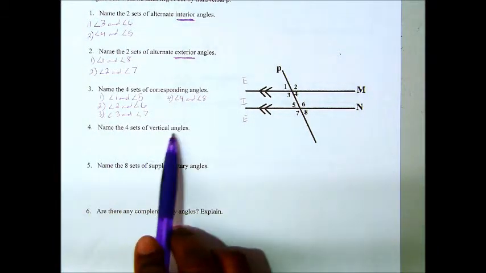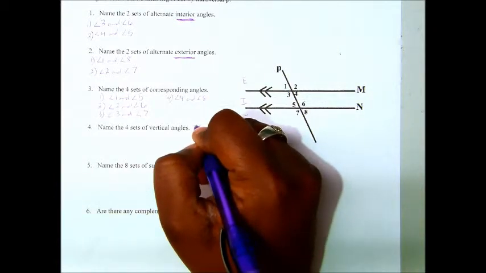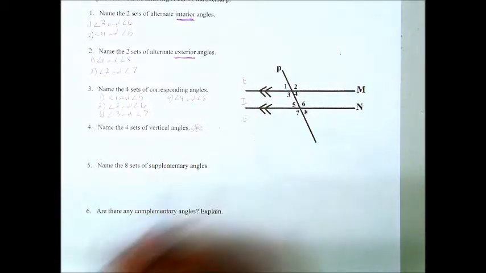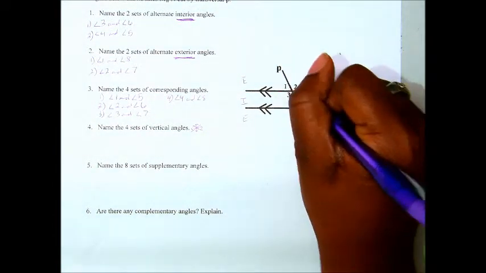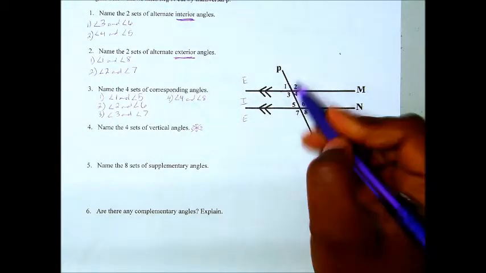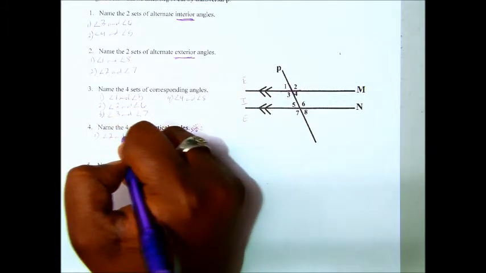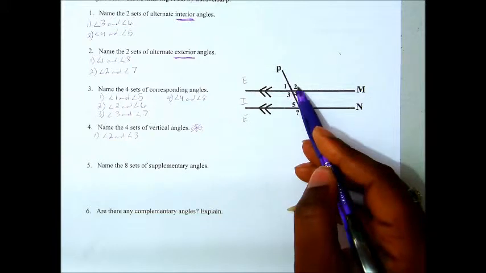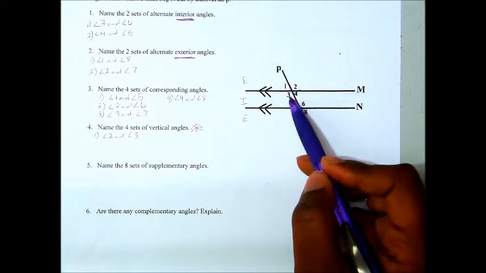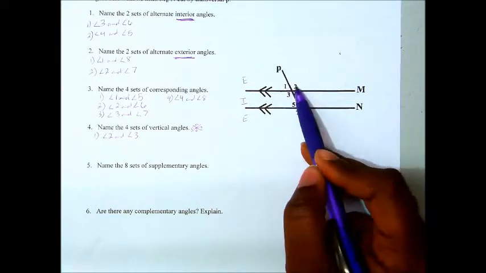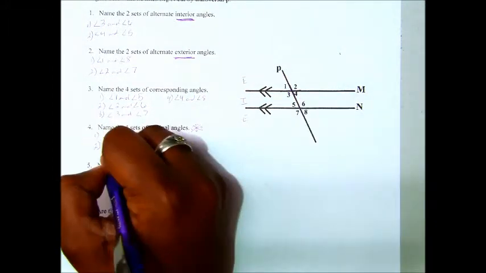Name the 4 sets of vertical angles. Vertical angles, I can put here because I know they make an X. Those 2 are, and those 2 are. Okay, so here's my X. So that means angle 2 and angle 3 are vertical angles, because they're across from each other. Not next to each other, not one above the other, but they're across. Second set would be angle 1 and 4.